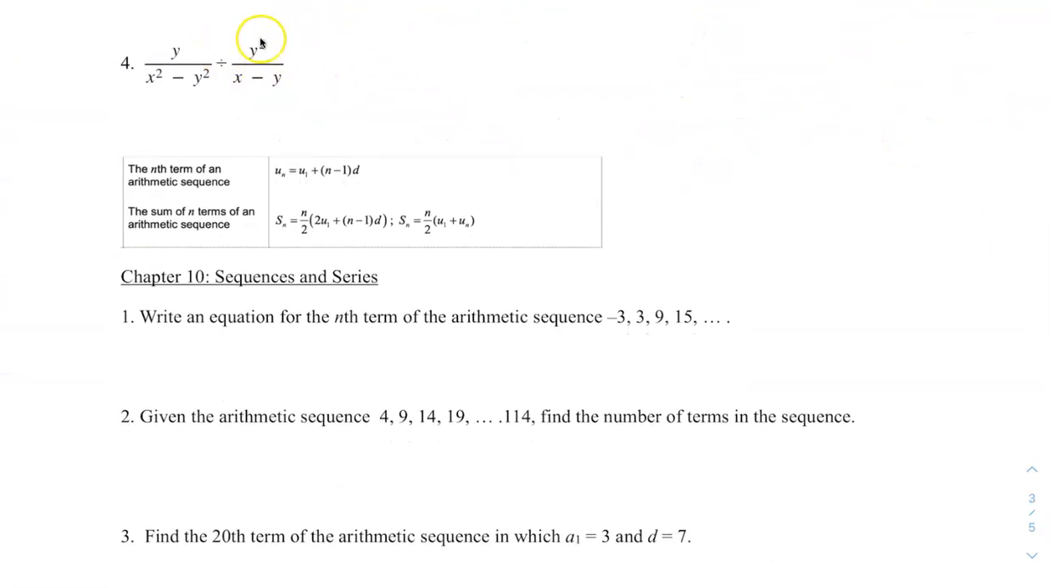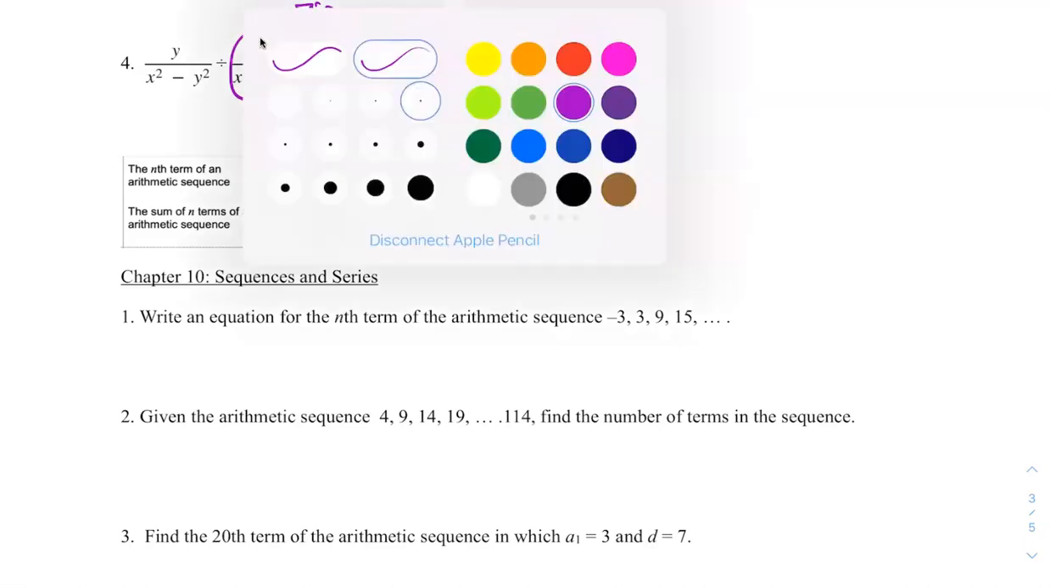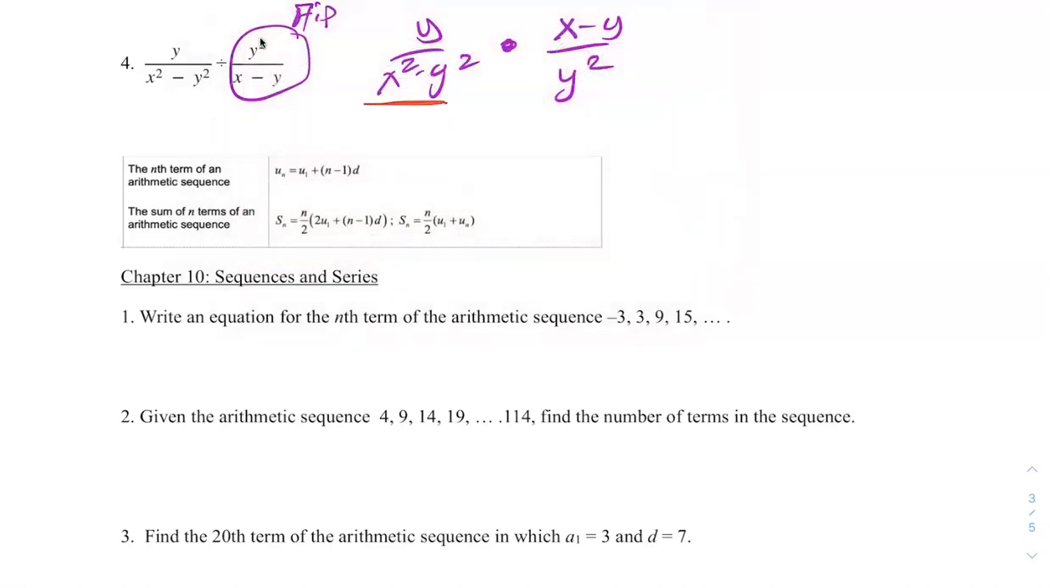They want us to divide these. So remember, when you divide, you flip the right hand side. And then you just multiply. So y over x squared minus y squared times x minus y over y squared. Then just like before, we've got to factor. So we could factor this to x minus y, x plus y, difference of two squares. And then remember, anything on top and bottom can cancel out. So x minus y with x minus y, and then y with y squared.